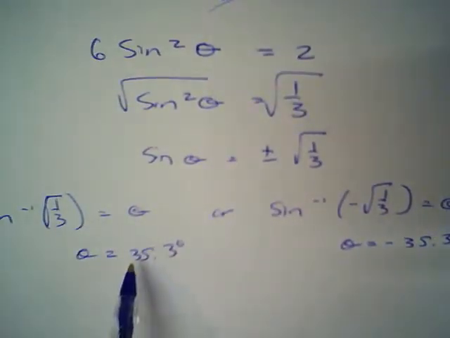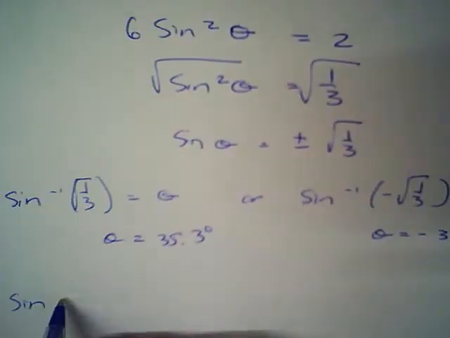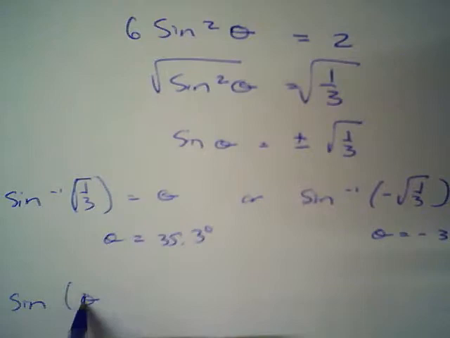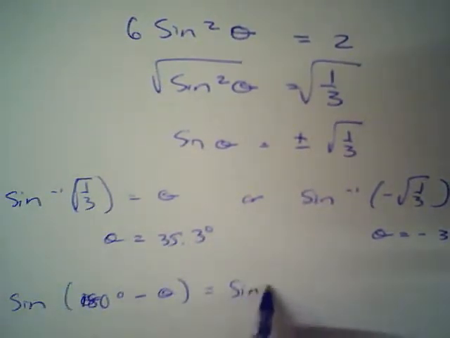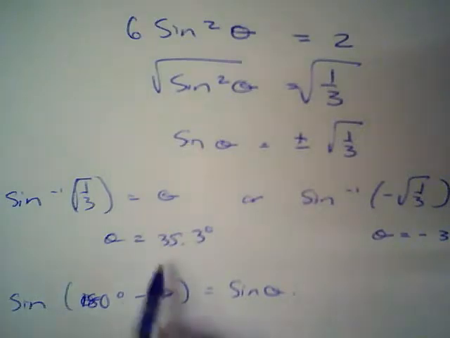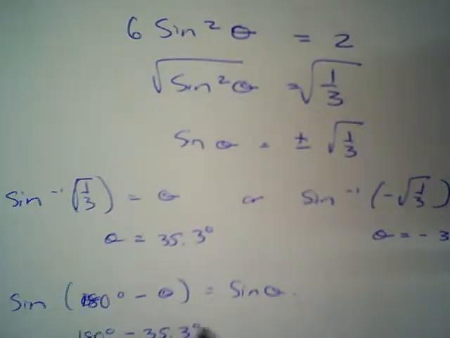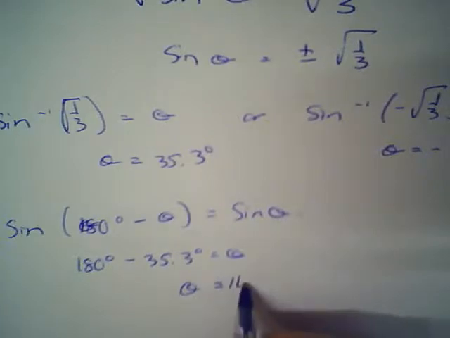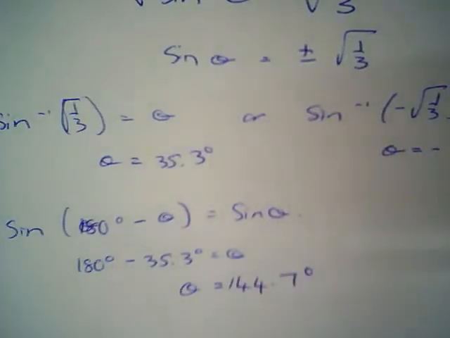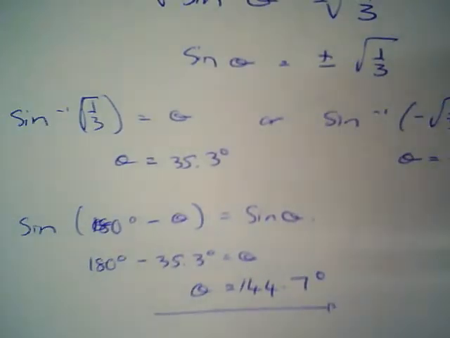So let's use another property of sine. Sine of 180 degrees minus theta equals sine theta. That would give me 180 degrees minus 35.3 equals theta. So theta must also be equal to 144.7 degrees. Okay, good. So we're done with question 2.